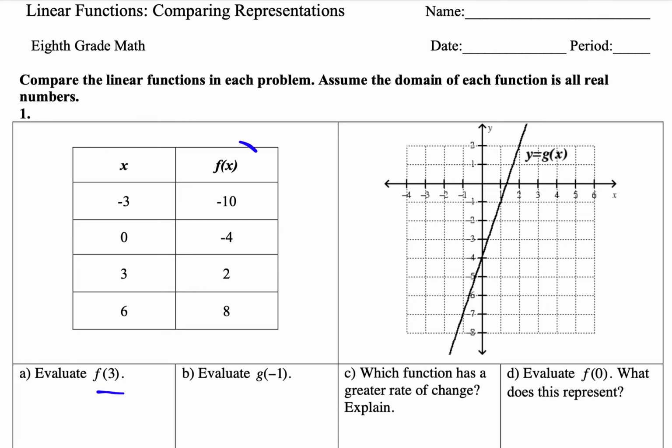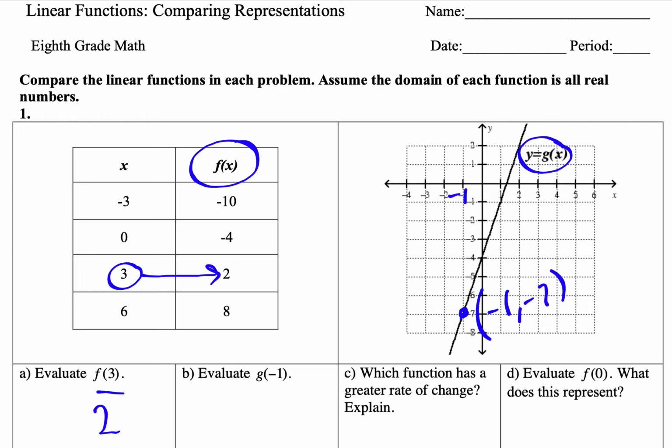Evaluate f of 3. Well, f of x is in the table. The input of 3 has an output of 2. Evaluate g of -1. g of x is in the graph. -1 is on the x-axis right there. It goes right to -7 because that's a point on the graph. Input -1, output -7. So the answer there is -7.